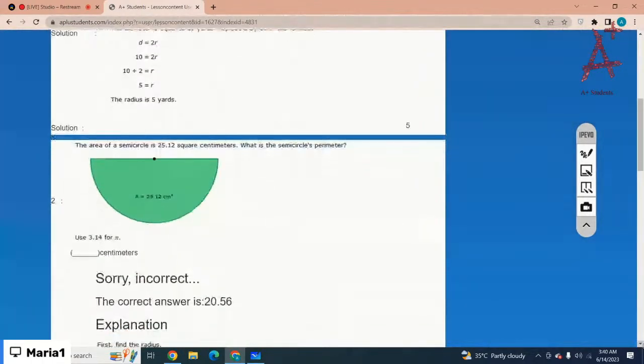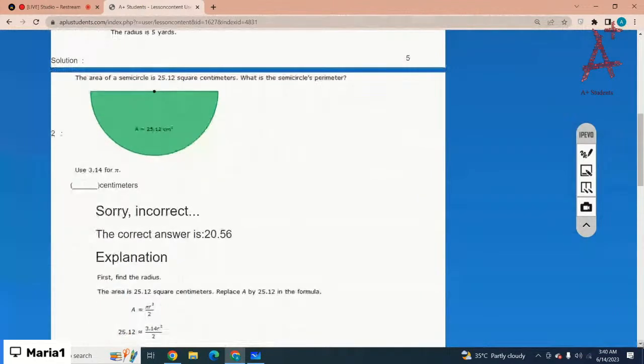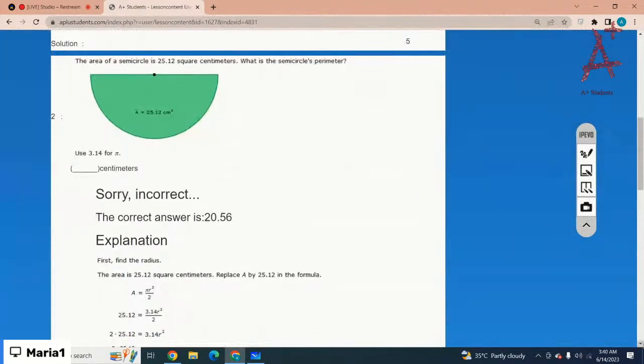Okay, just look at the second example. The area of the semicircle is 25.12. What is the semicircle's perimeter? You are given the area, and you have to calculate the perimeter. Area is 25.12.